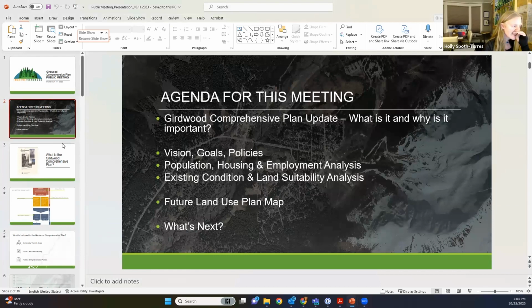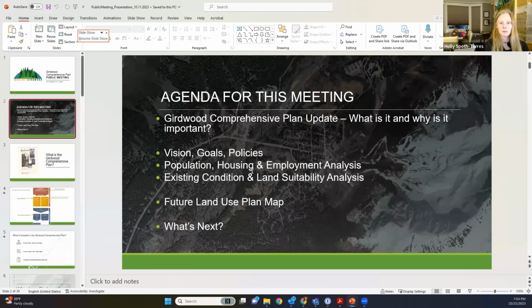Okay. So, like I said, the things that we're going to talk about today are what has led into the development of the future land use plan maps, which are the vision, goals, and policy document, the population, housing, and employment analysis, and then the existing condition and land suitability analysis. And those three things are what are leading into the development of the future land use plan map.